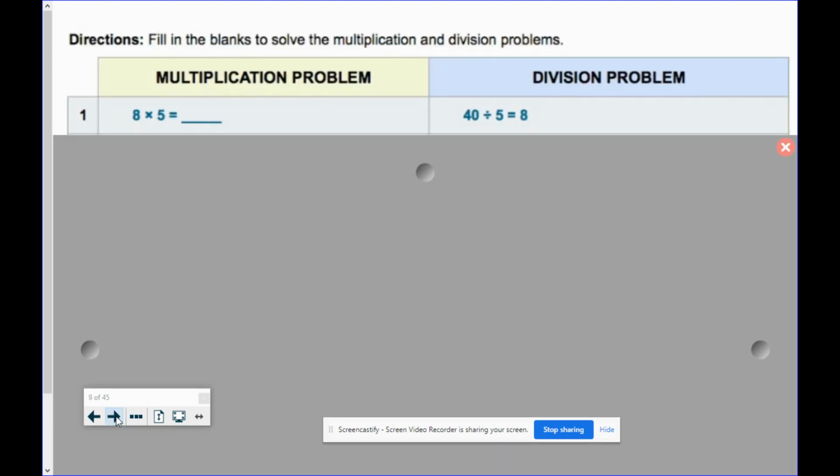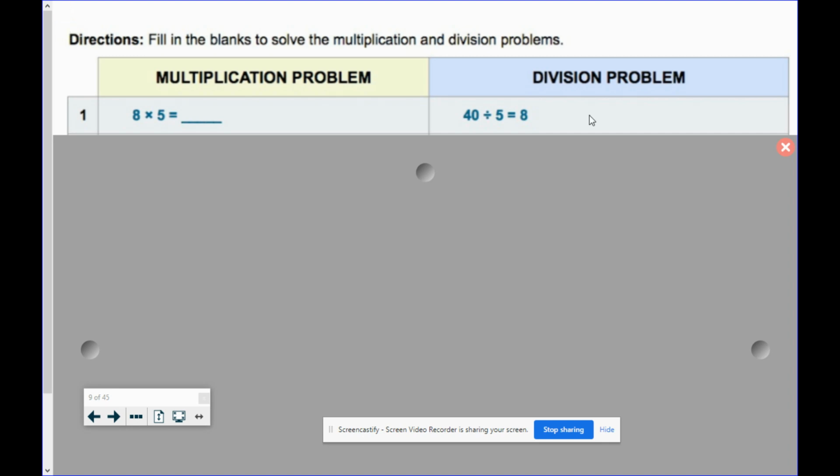Here's a chart that we filled out in class. We have a multiplication column and we have a division column. There's a multiplication problem on this side and a related division problem on this side, and we're going to use each of the sides to fill in the missing part on the other side.